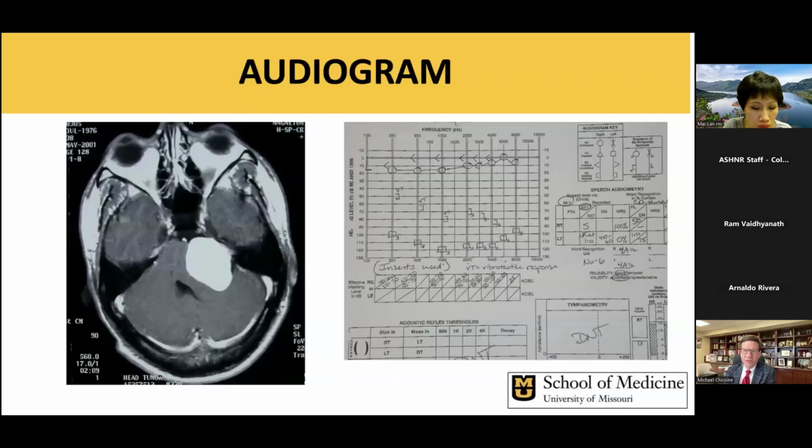And certainly, the function of the various cranial nerves is important, assessing them preoperatively and trying to preserve and maintain them postoperatively. Audiograms are an important part of that. Here's one audiogram here. Maybe Arnie can comment on this. I think there's another audiogram or two later in the presentation.